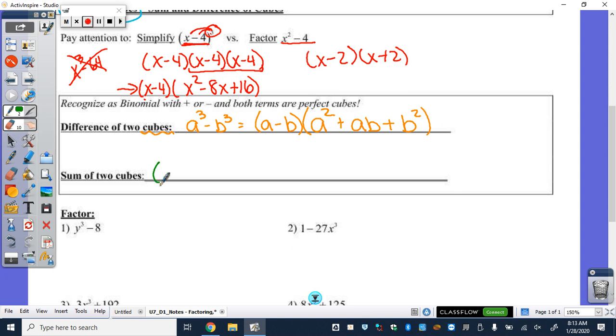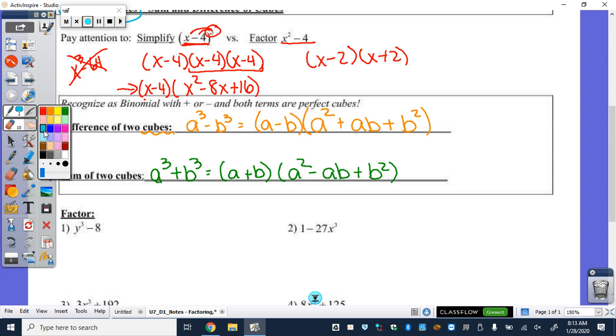The sum of the cubes is a very similar formula. So again, if you have 2 perfect cubes that are being added together, this one would be a plus b, a squared minus ab plus b squared. So the way it ends up being is this sign initially, that's always the same as whatever you had here. So that sign is always the same.